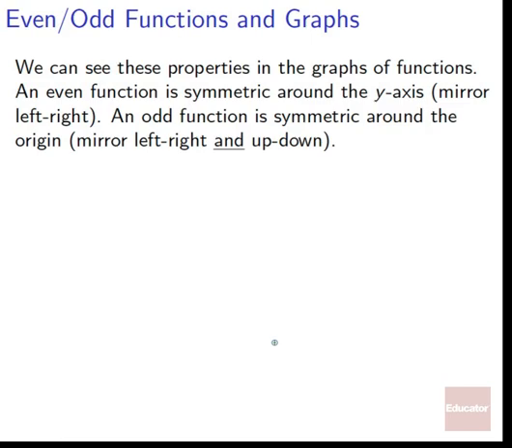An odd function, on the other hand, is symmetric around the origin, which means we mirror left, right, and up, down. Because when we plug in the positive version of a number, it gets flipped to the negative side, but also shows up on the opposite side. It flips to the negative height, or the positive height. Flips positive, negative in terms of height.